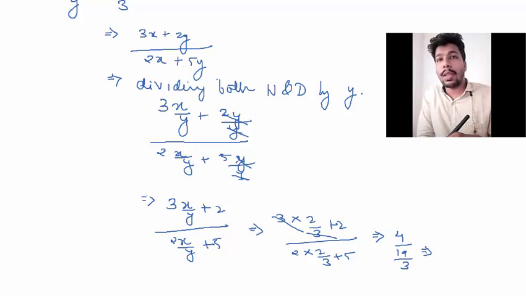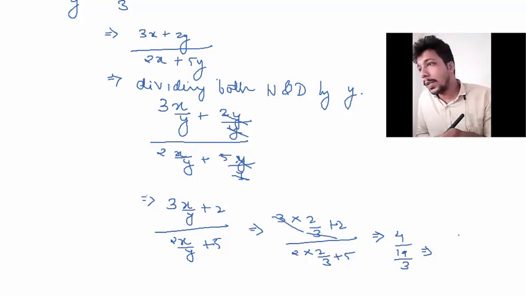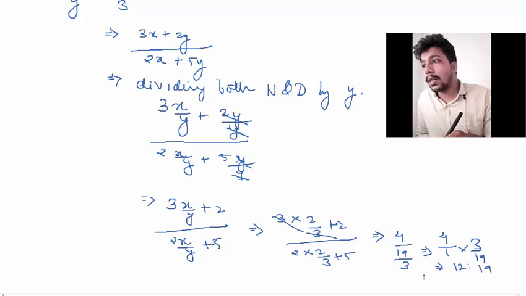So 4 by 1 into 3 into 19, that is 12 is to 19 as the answer.